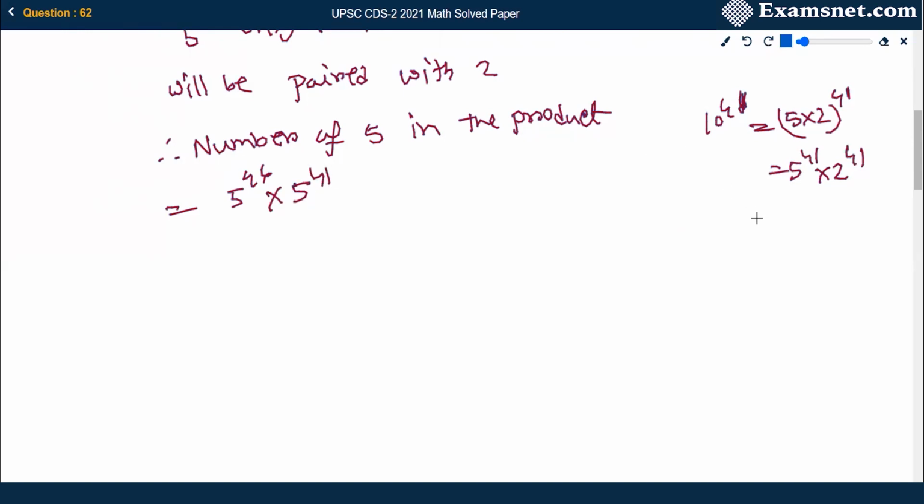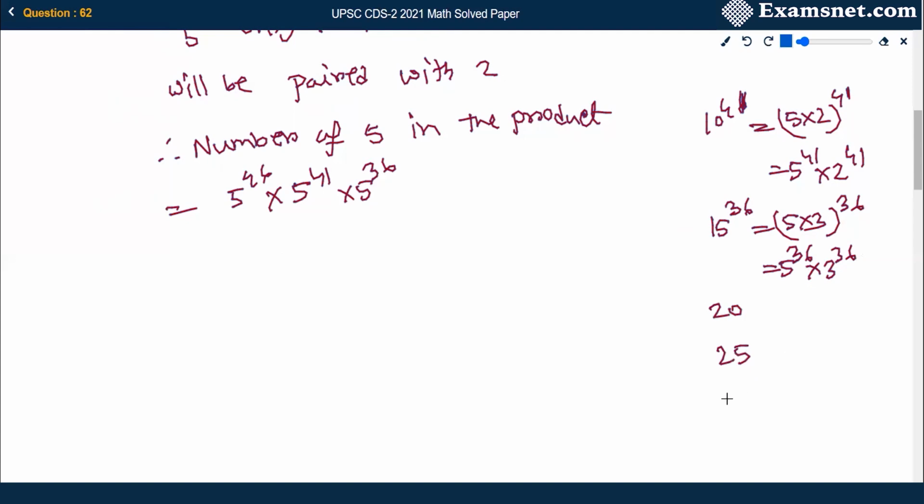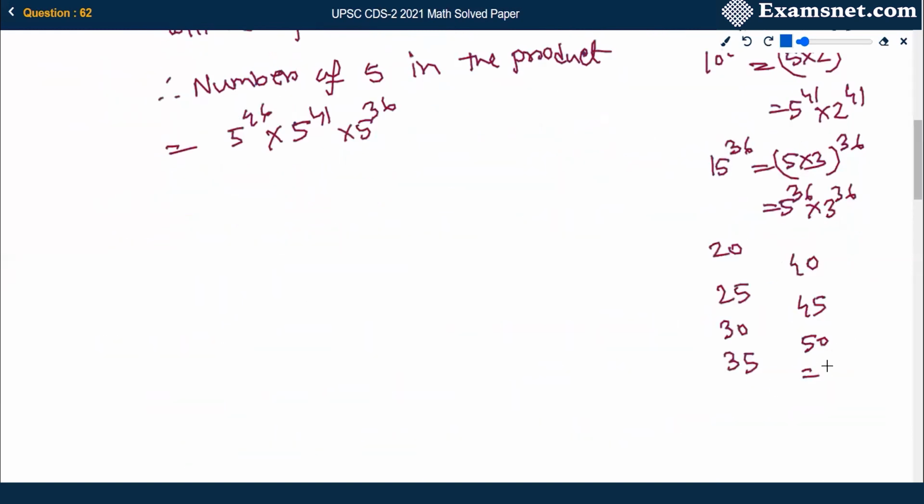After 10, there is 15, correct? So 11 to the power 40, 12 to the power 39, 13 to the power 38, 14 to the power 37, 15 to the power 36. So again, 5 multiplied by 3 whole to the power 36, so we can write 5 to the power 36. This way we will count for 20, 25, and such numbers: 30, 35, 40, 45, and 50 to the power 1. So 50 can be written as 25 times 2, that is 5 squared multiplied by 2.